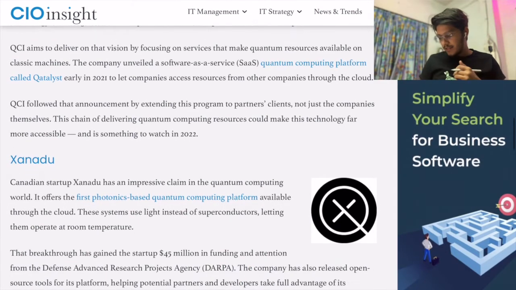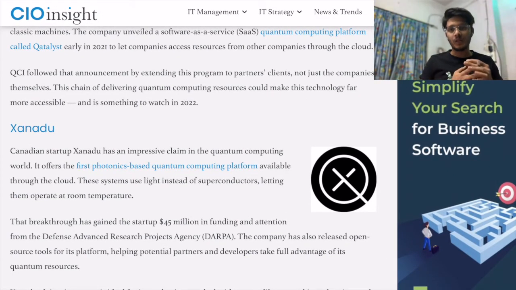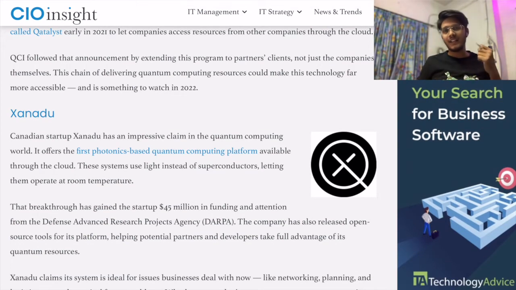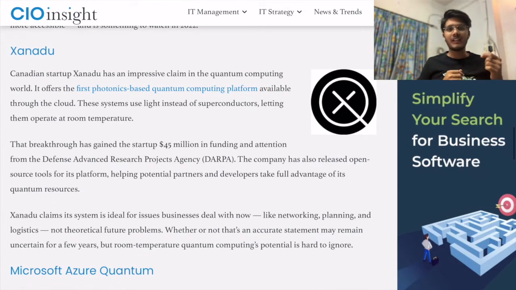Now, Xanadu is a Canadian startup which has also done an impressive amount of work in quantum computing. As I already told you, different companies are trying to build different base transistors for quantum computers. Xanadu is trying to build a quantum computer based on the photon. Recently, I was reading a document mentioning that photon-based quantum computers are two times or significantly better than normal semiconductor silicon-based quantum computers, but I'm not pretty sure on that claim. They have done a significant amount of breakthroughs in this quantum computing journey.